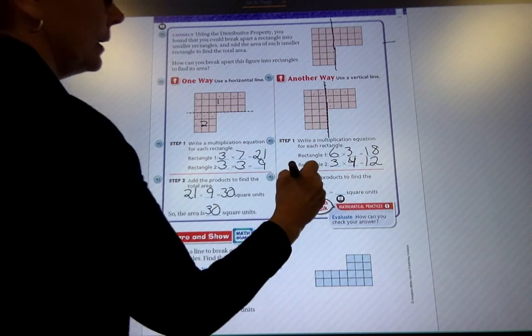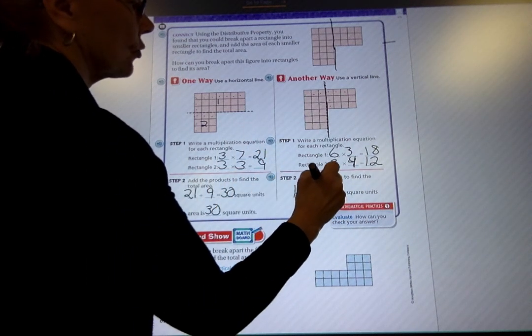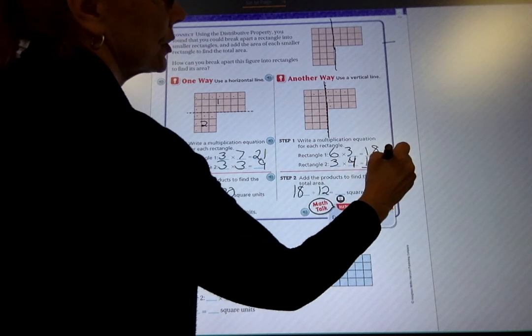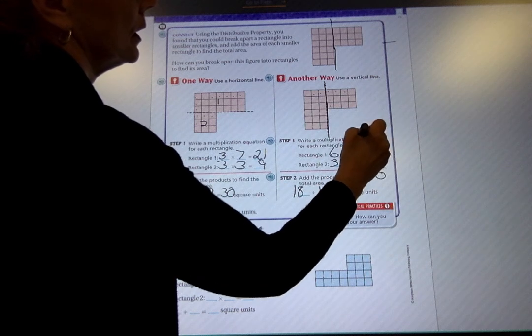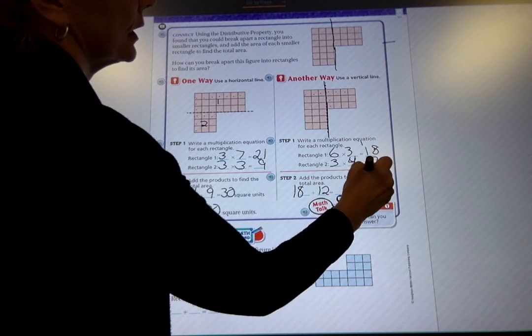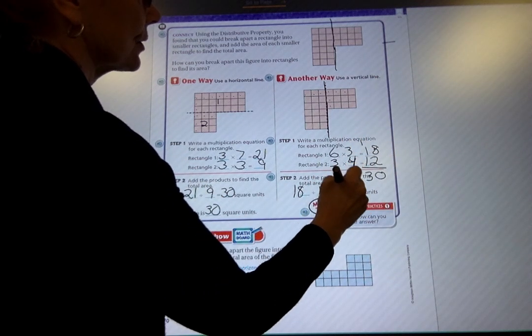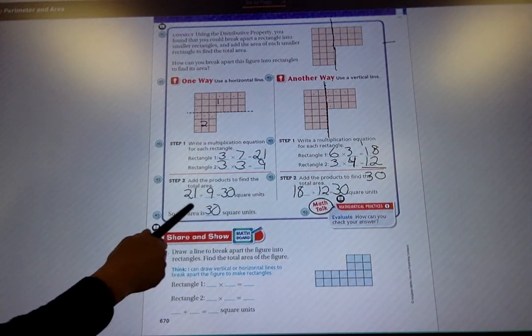So now we're going to add 18 plus 12. And I'm going to just do the work over here. 8 plus 2 is 10, carry a 1, 1, 2, 3. Did we get the same answer? 30 square units.